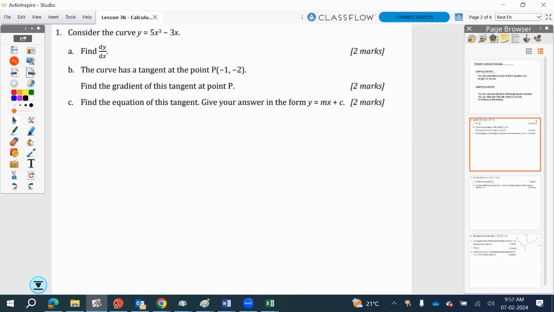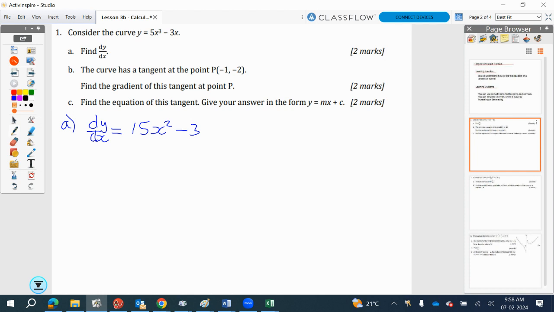All right, let's have a look. What do we get for part A? We need dy/dx is equal to. Who's going to help me with this one? 15x squared, excellent. Minus 3. 2 marks on a derivative question.